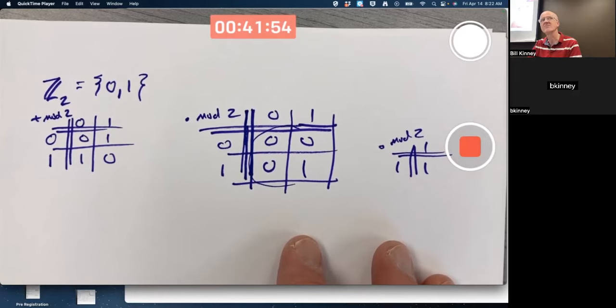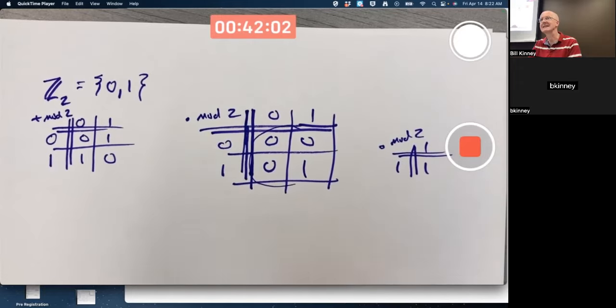Yeah, 1. 1 is the unity. 1 times 1 is 1. 1 times 0 is 0. 1 times anything in the ring is itself. So this is also a commutative ring with unity. We'll come back to finite examples.